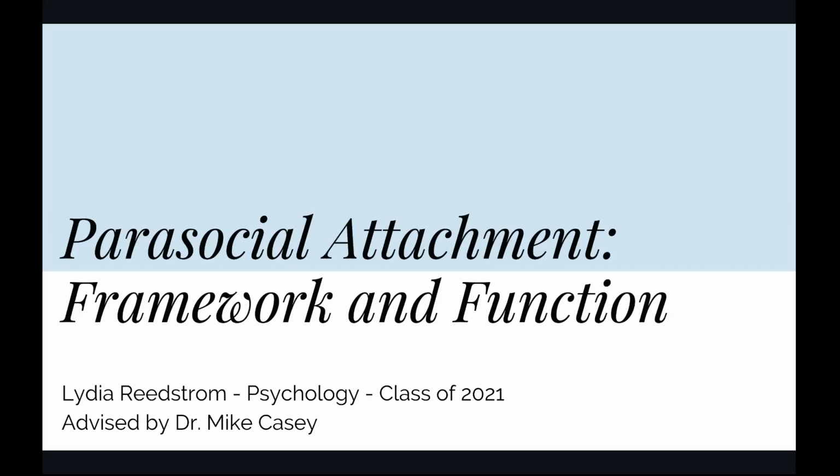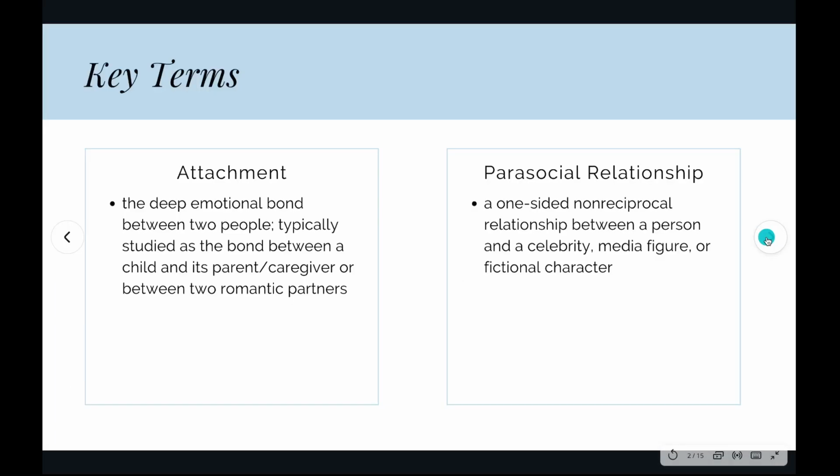The title of my independent study is Parasocial Attachment, Framework and Function. To begin, I'd like to define a couple of key terms for you. A big part of my independent study centered around attachment, which is a specific psychological term that refers to the deep emotional bond between two people. Attachment was first studied in the parent-child relationship, specifically with infants and their mothers. Later research has broadened the focus to include attachment in childhood and adolescence and in adult life, like the bond between two romantic partners.